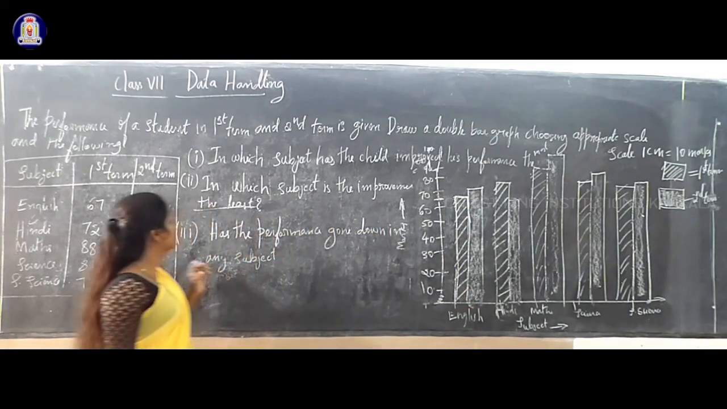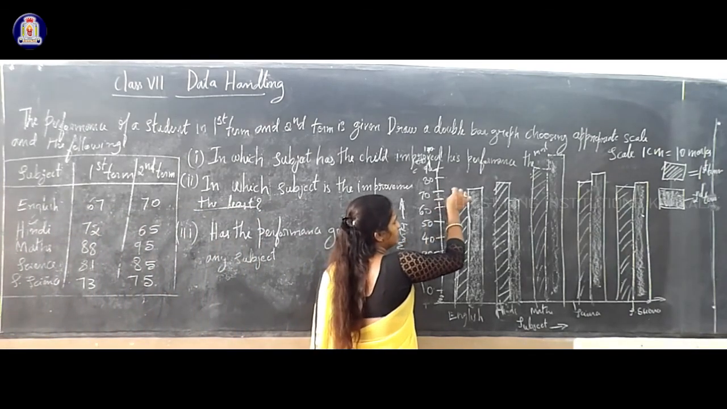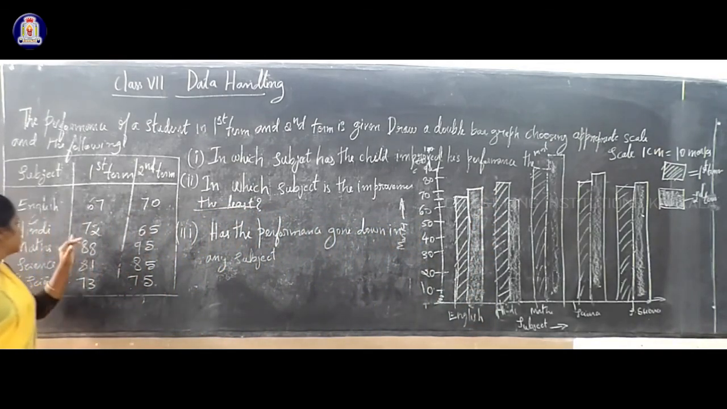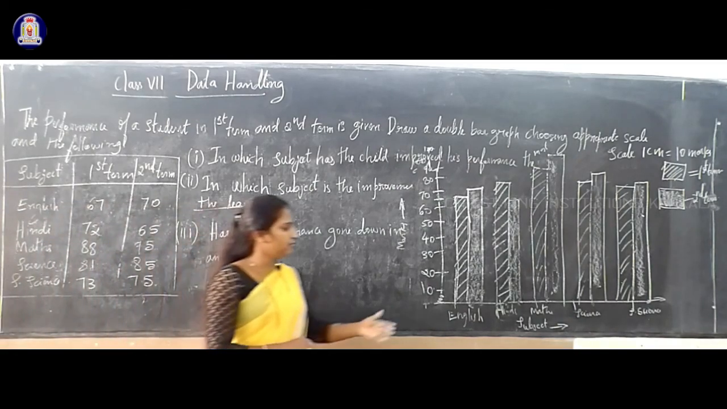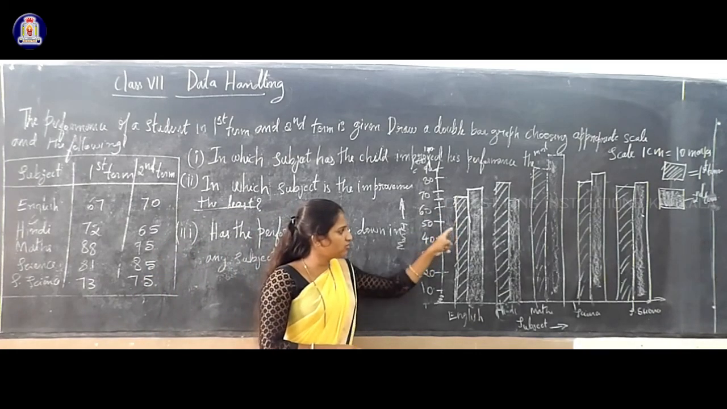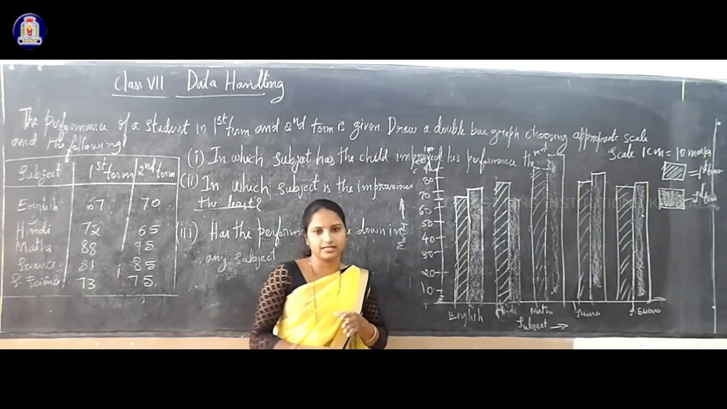Next, in the second term 70. 70 means we get 70 is written, right? So exactly equal to 70. Next, Hindi, 72 and 65. Similarly maths 88 to 95 and science 81 to 85, 73 to 75 social science. So very easy. First you have to draw the bar graph, then answer the following questions. You can represent like this by dot or cross line, or you can shade the graph. Clear? So first term and second term. Thank you.